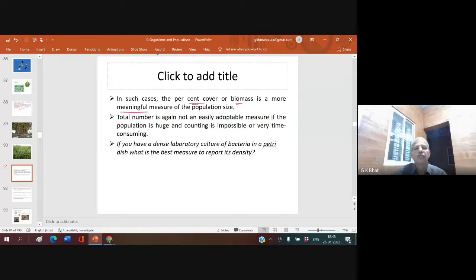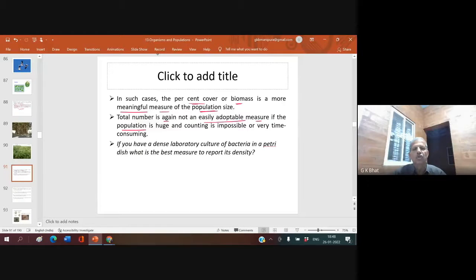So, in such cases, the percent cover or biomass is a more meaningful measure of the population size. A gigantic tree, a big tree in a population, has a more important role in population ecology than thousands of useless weeds. Total number is again not an easily adaptable measure.